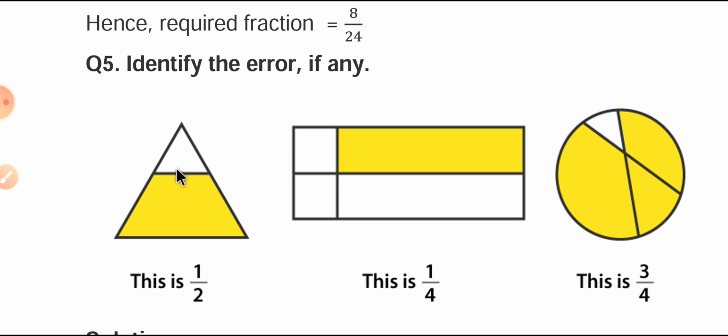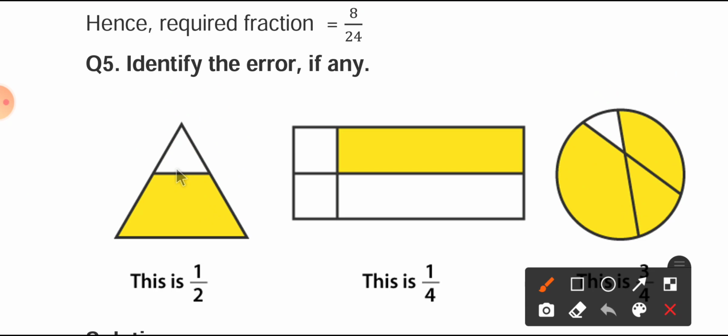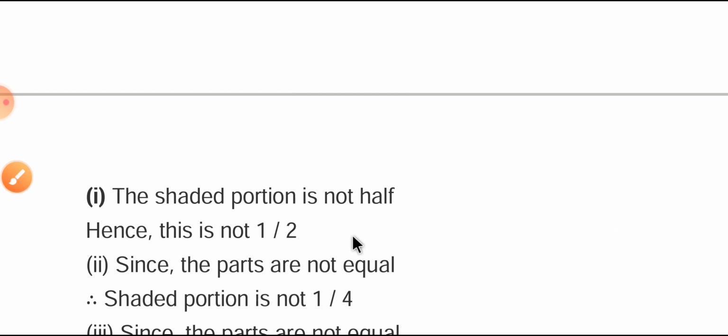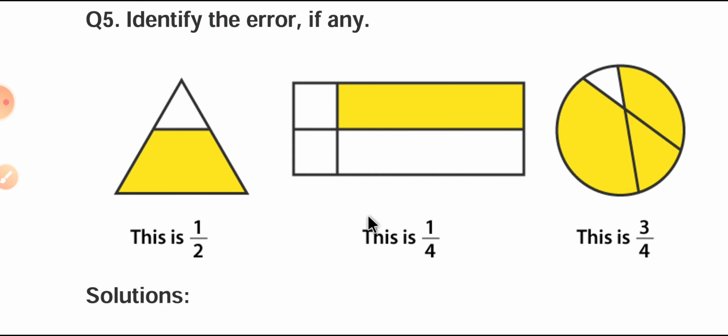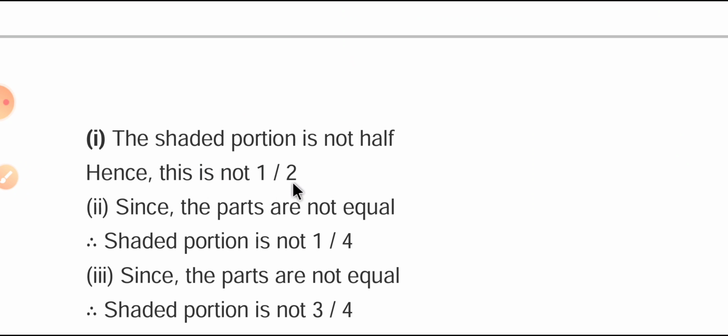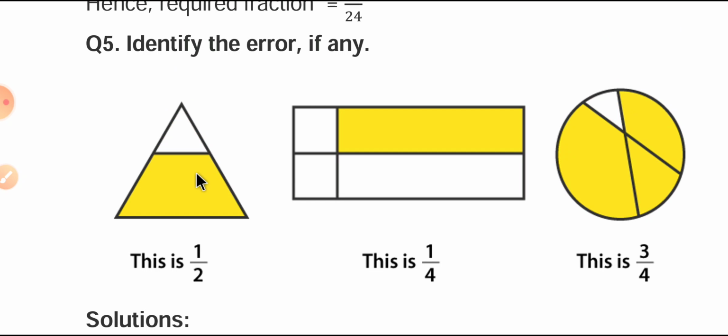So as we have seen in fractions, if we are dividing any object into parts, then all the parts should be equal. But here you can see this, how many parts are given here? 1, 2. But you can see that both parts are not equal. It means the question contains an error or a mistake. So the shaded portion is not half. You can see that both parts are not equal. So we can say that this is not 1 by 2. It means it contains a mistake.